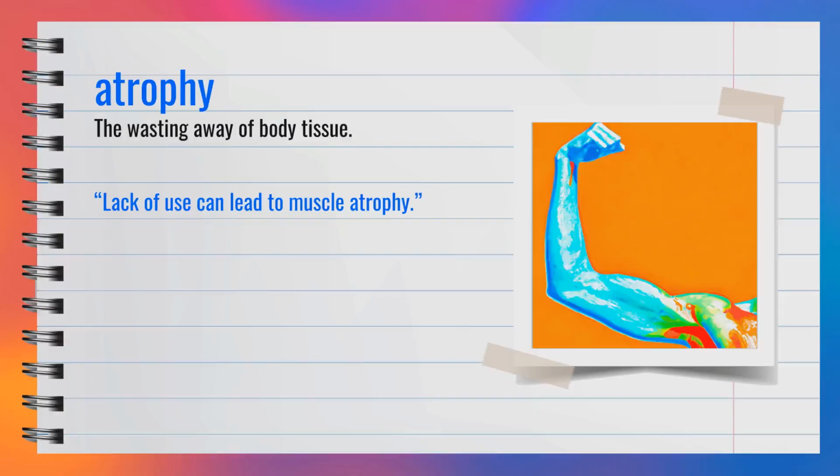The word atrophy. Atrophy is a noun. It means the wasting away of body tissue. Synonyms are degeneration or decline. For example, lack of use can lead to muscle atrophy. Atrophy, the wasting away of body tissue.